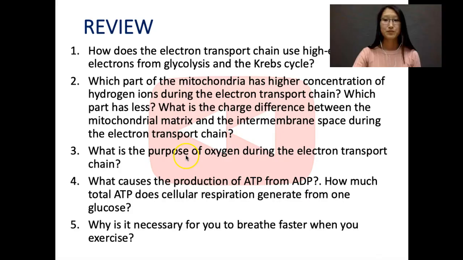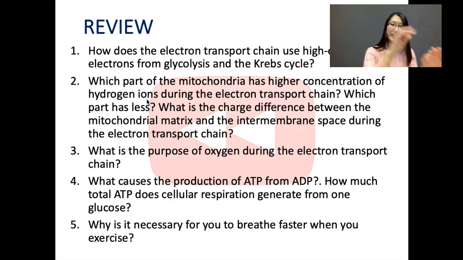Good luck studying. Actually, before we stop, we need to take a look at the review questions. The first one is, how does the electron transport chain use the high energy electrons? So the high energy electrons are passed down the electron transport chain in order to pump hydrogen from the matrix to the intermembrane space. The second question is, which part of the mitochondria has higher concentration of hydrogen ions? Higher concentration is in the intermembrane space as a result of the electrons moving down the electron transport chain, pumping. Which part has less? The mitochondrial matrix has less hydrogen concentration.